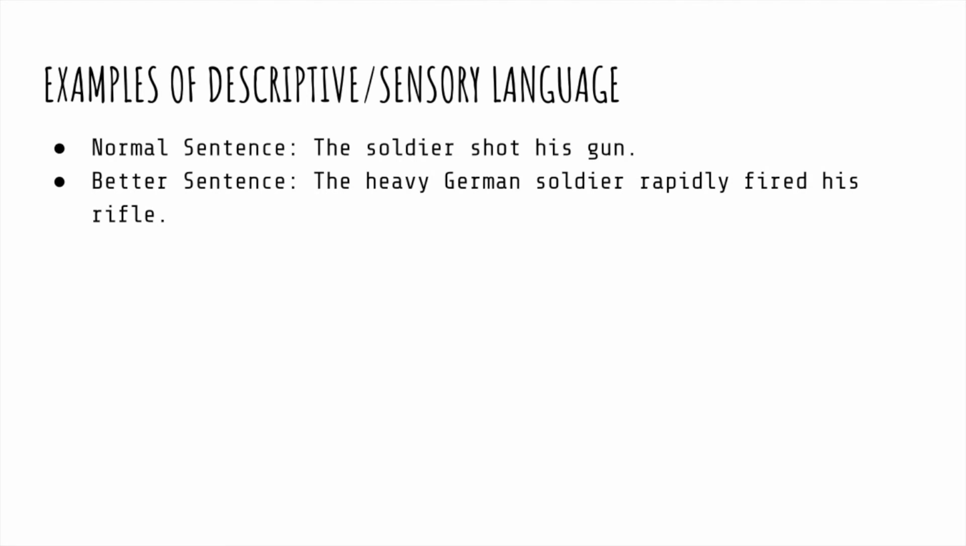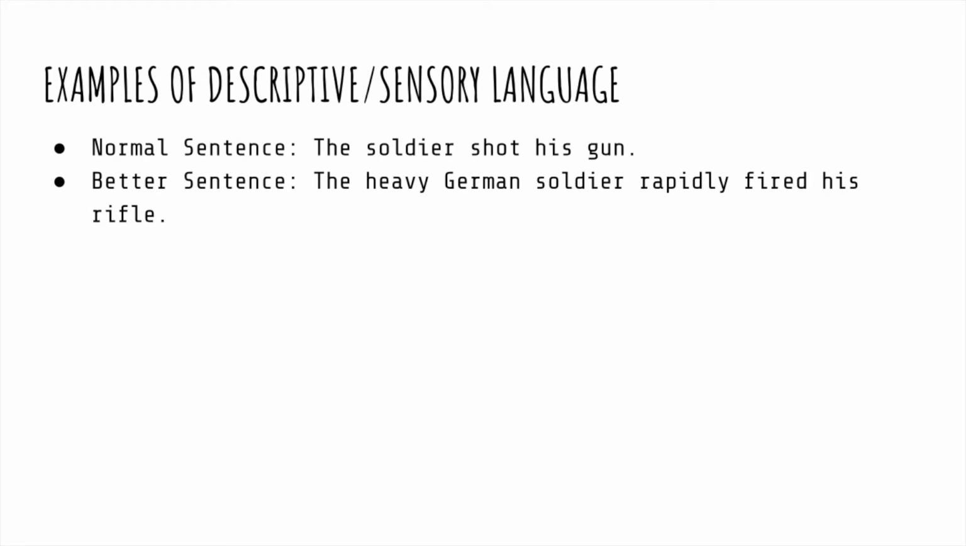Does that make sense? So instead of a regular noun, I'm giving you a more concrete noun, a German soldier, and I'm giving you a precise adjective, heavy. Instead of a regular verb, shot, I'm giving you a more precise or a more active verb, rapidly fired. And instead of a regular noun, gun, I'm giving you a concrete noun, a rifle, right?